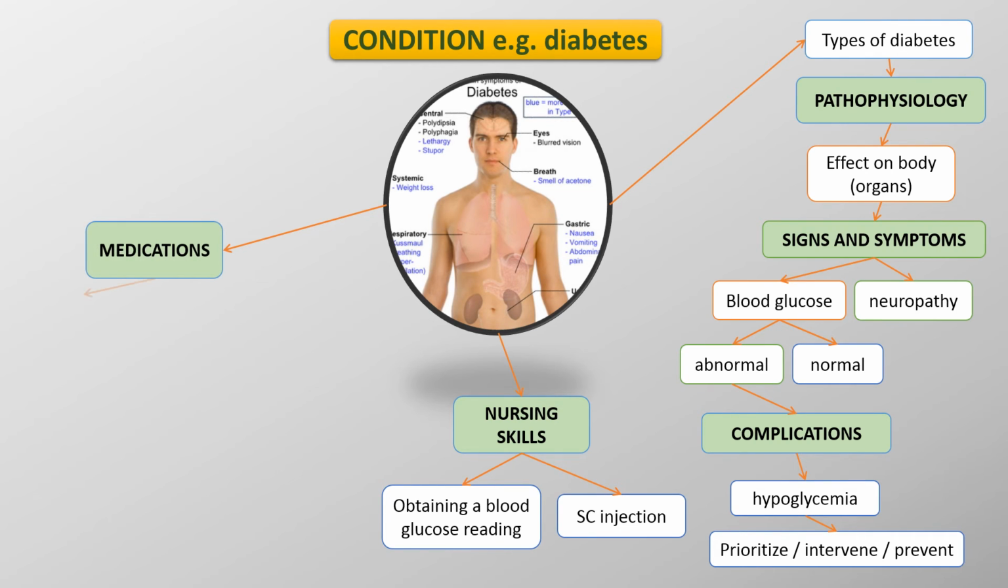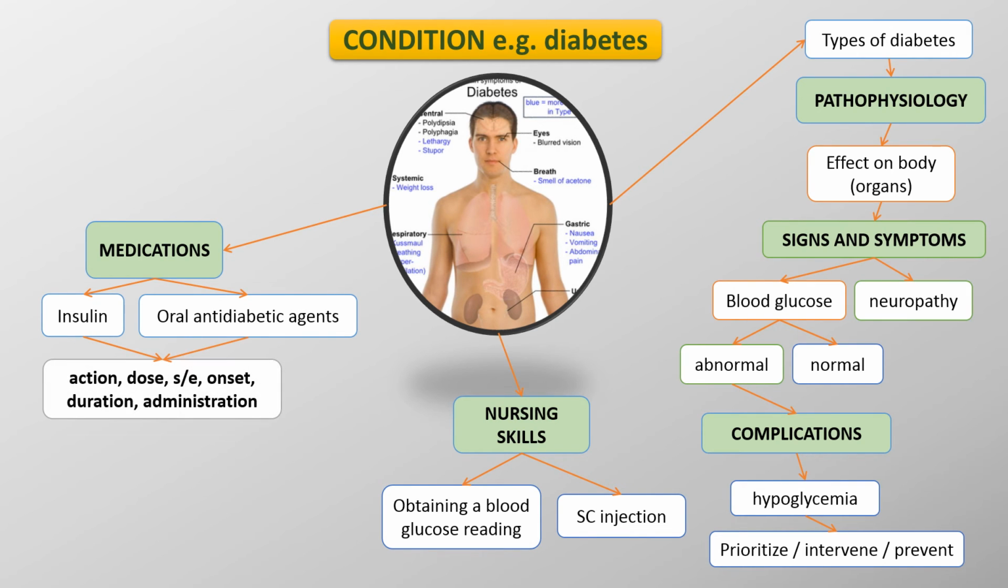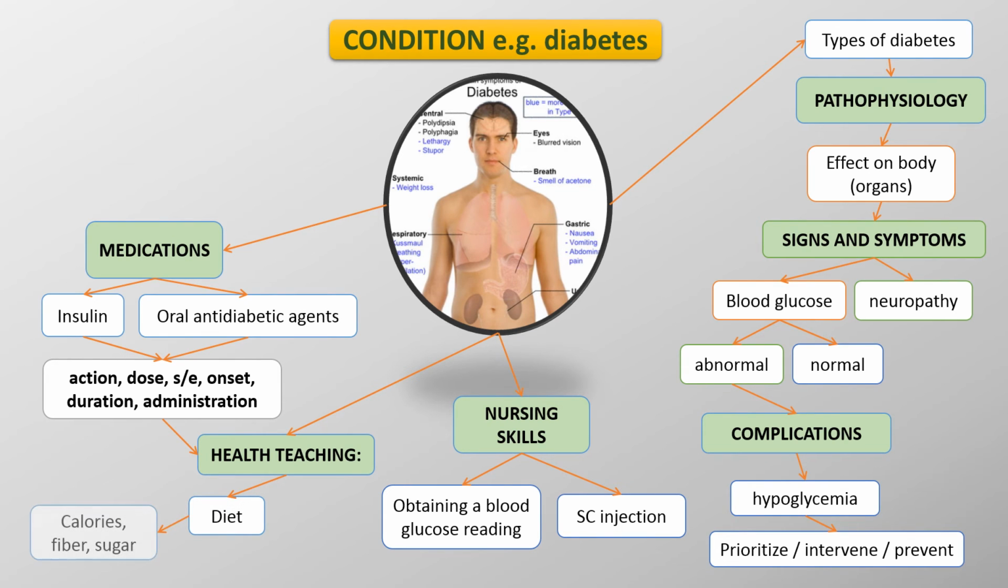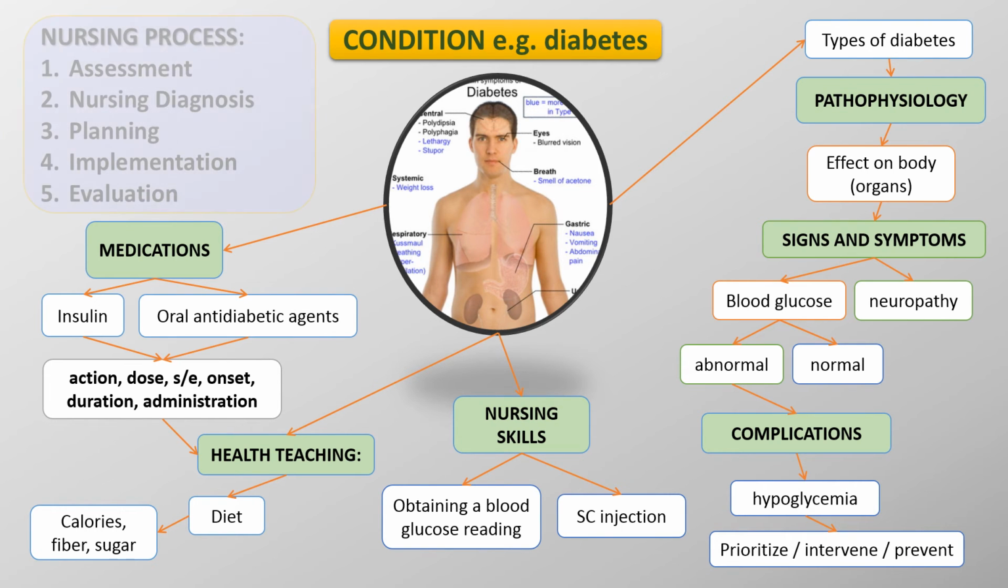What types of medications would this patient be on? For example, insulin or oral anti-diabetic agents. What's the action, the dose, the side effects, the onset duration, and how should this medication be administered? What health teaching should the nurse be aware of, and what health teaching would the nurse provide the patient? Either about medications or for such things as diet, stress, or exercise.